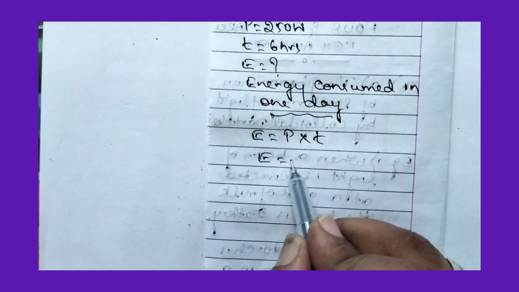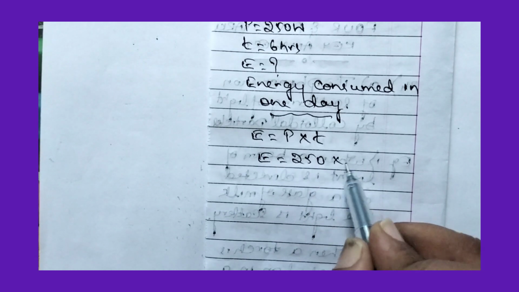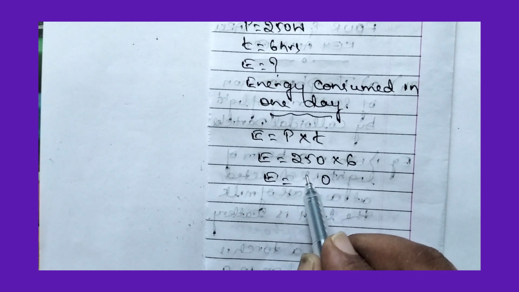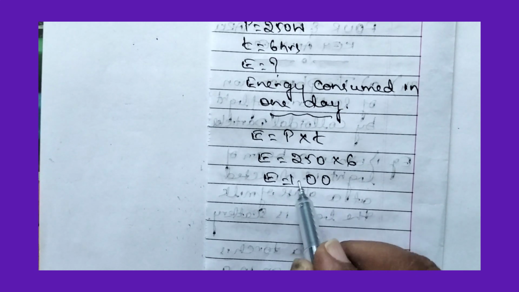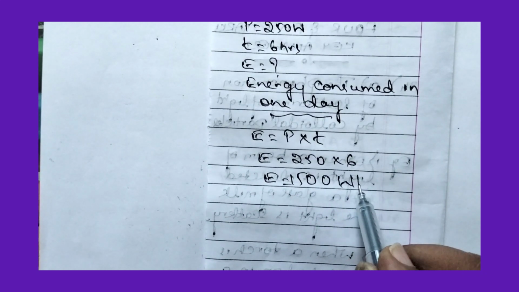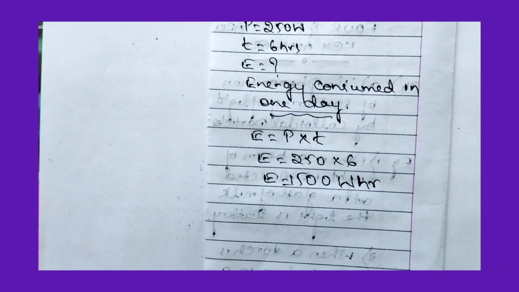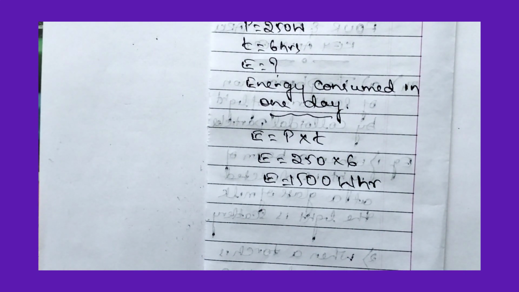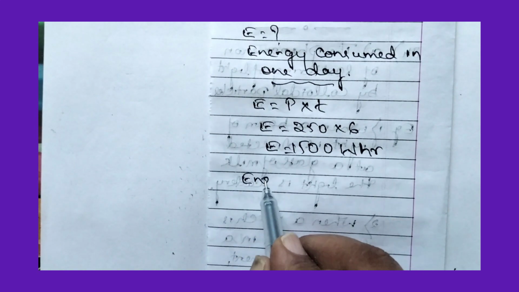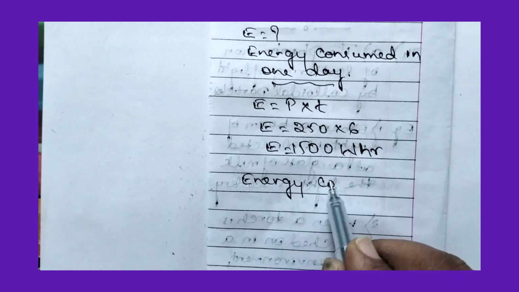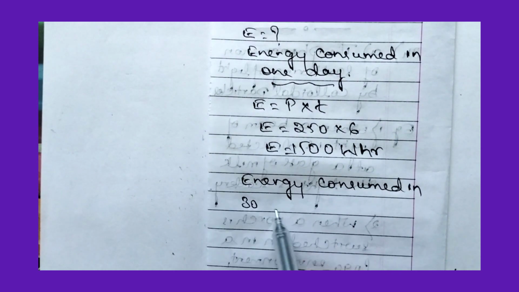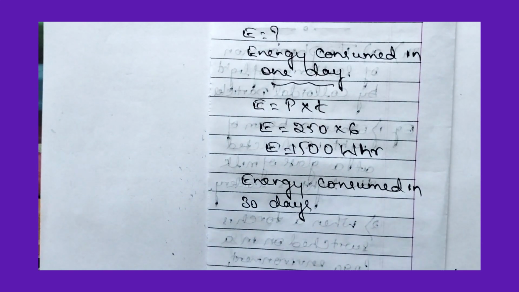So E is equal to P is 250 into time is 6. So E is equal to 6 zeros are 0, 6 5s are 30, write 0, carry 3, 6 2s are 12 plus 3, 15. So 1500 watt hour is the energy consumed in 1 day. Now let us calculate the energy consumed in 30 days.